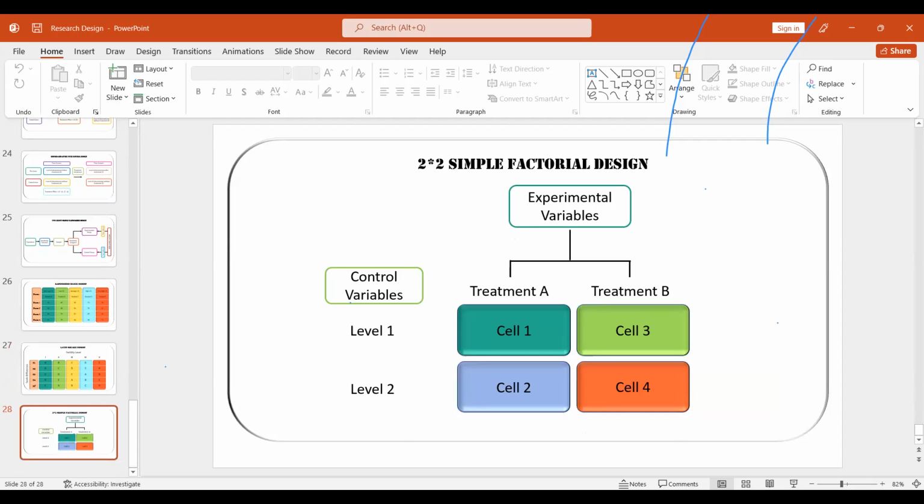अब देखिए ज्यादातर हम लोग यूज ये करते हैं factorial design. Most of the time, when we need to analyze the data, either through ANOVA, that is analysis of variance, or MANOVA. देखिए simple factorial design. In the case of simple factorial design, we consider the effects of 2 factors on the dependent variable. अब देखिए experimental variables are treatment A, treatment B. But when an experiment is done with more than 2 factors, we use complex factorial design.